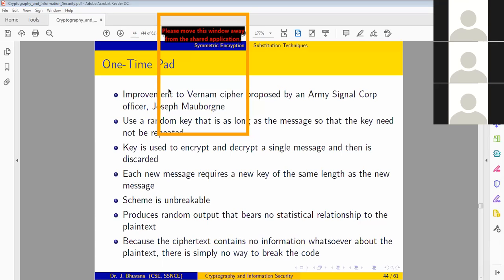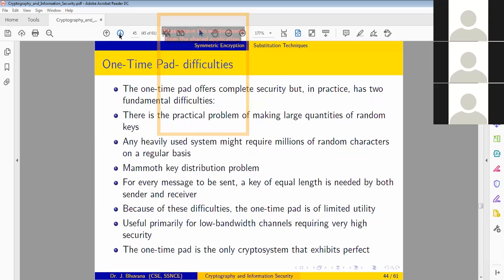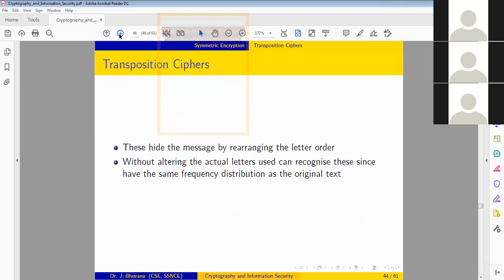Okay, but it is very difficult to use in practice. That is, you have to generate a key whenever you have new information to be communicated. You have to communicate the same key to the other end in a secret manner. So there comes the drawback of one time pad. Okay, that's all about the substitution ciphers.